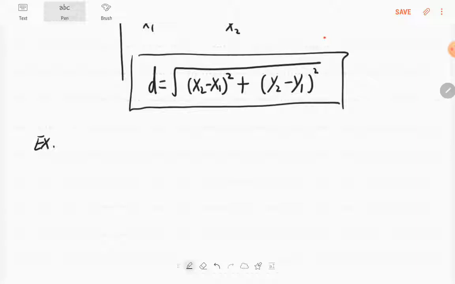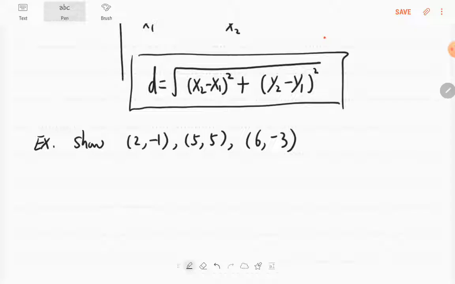Okay, so now let's look at one example. We want to show that (2, -1), (5, 5), (6, -3) are 3 vertices of a right triangle.